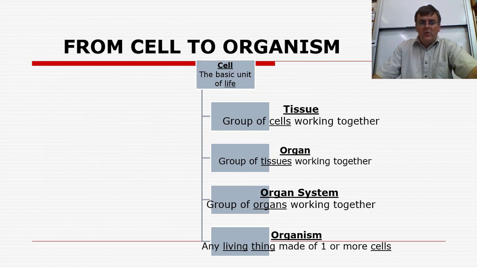From cells we get tissues, from tissues we get organs, from organs we get organ systems, and from organ systems we get an organism. Us, a living thing. That's cells. I hope that was helpful, and thank you very much.